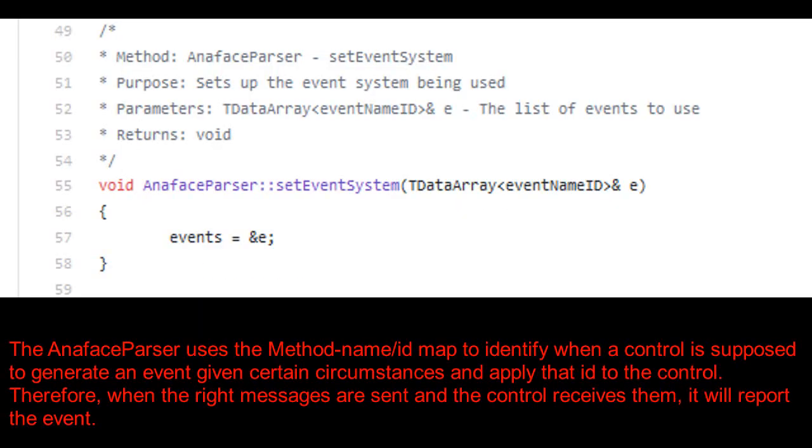The interface parser uses the method name ID map to identify when a control is supposed to generate an event given certain circumstances, and apply that ID to the control. Therefore, when the right messages are sent and the control receives them, it will report the event.